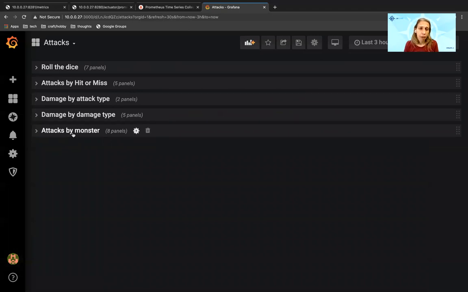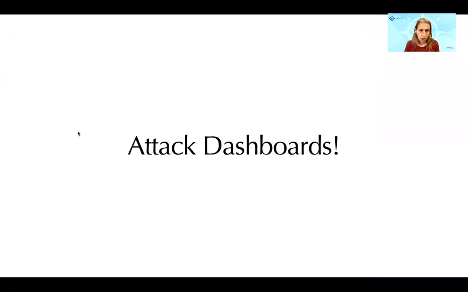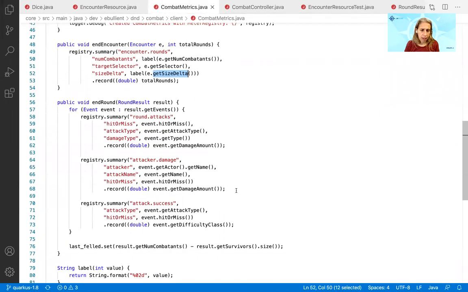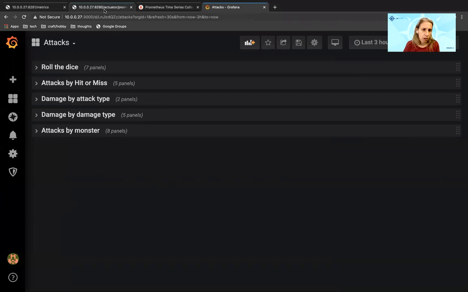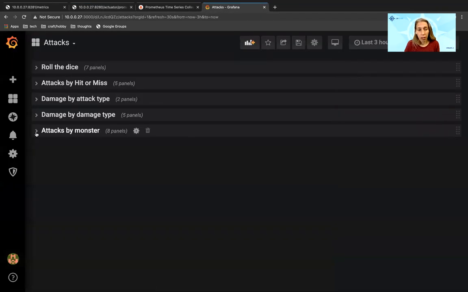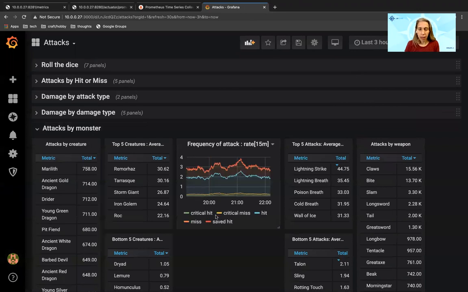Now, I think I showed in the code briefly, where is it here? I will show this. I split the attacker damage out. That's because the attacker has a name, much higher cardinality, and then the attack name also much higher cardinality. It got to the place where if you look at the attacker's damage, between claws and sea hags and harpies and owlbears, it's a lot more. So I split it into its own series so it wouldn't be overlapping with the other ones. And this is pretty much the limit of what you can do with high cardinality data like that.